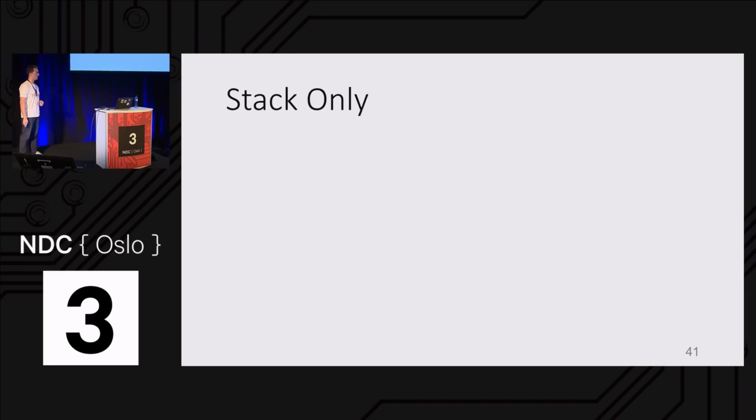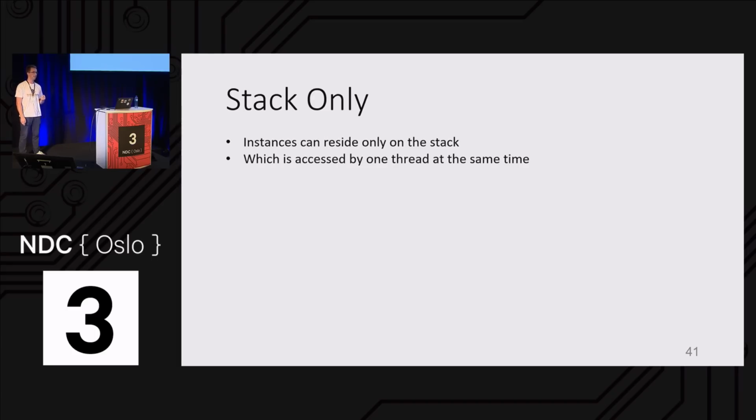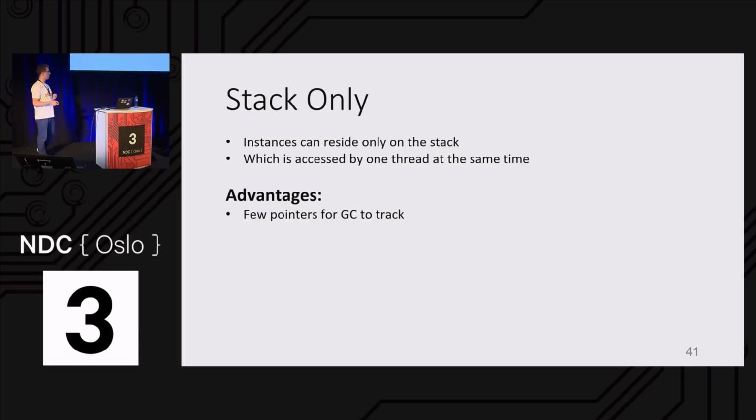The solution is to make Span a stack-only type. So what does it mean? It means that it can live only on the stack. And stacks are not shared between multiple threads. So only a single thread can access a stack at the same time. No need for synchronization. Moreover, GC has few pointers to track because the stacks are short-lived. The methods begin and end, the stack is being unwound. So at the same time, we will just have few spans on stacks. Moreover, we have safe concurrency and no need for locking.